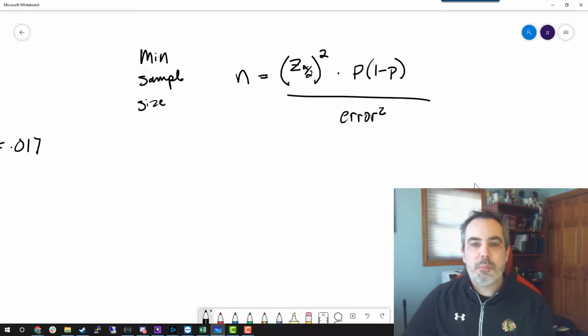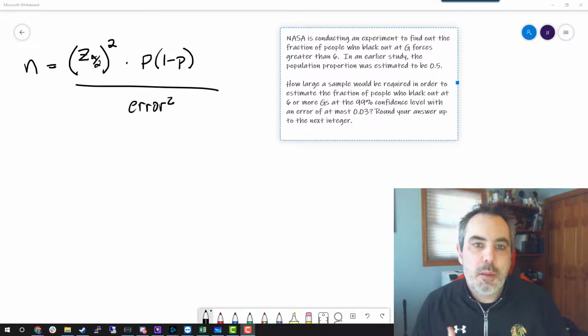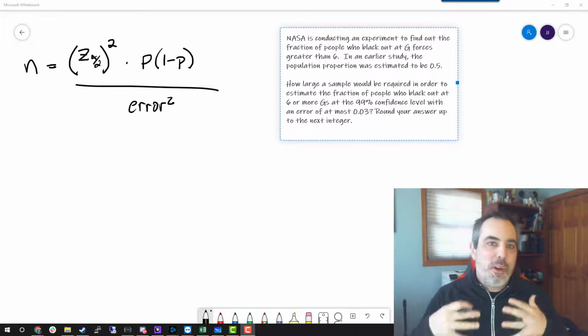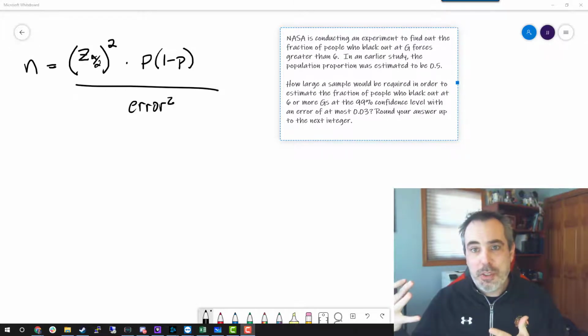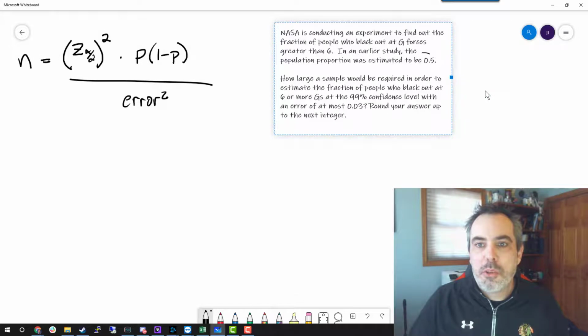So let's look at a problem that does this. So here in this problem, NASA's doing an experiment. They want to see who passes out at G-force larger than 6. They did an earlier study, and they estimated the population proportion to be 0.5. They want to know how large a sample would be required to estimate the fraction of people who black out at 6 at a 99% confidence interval with an error of at most 3%.